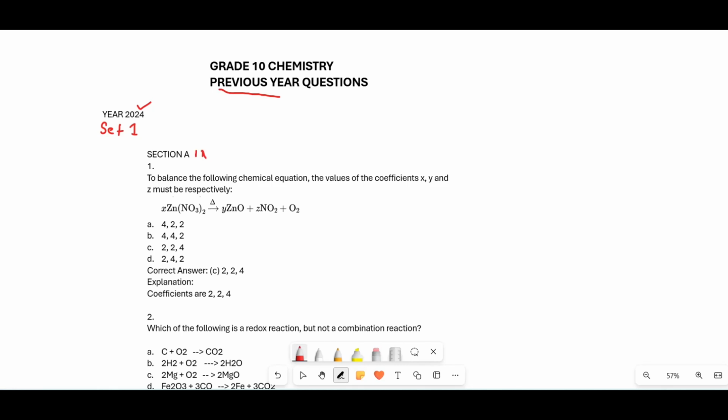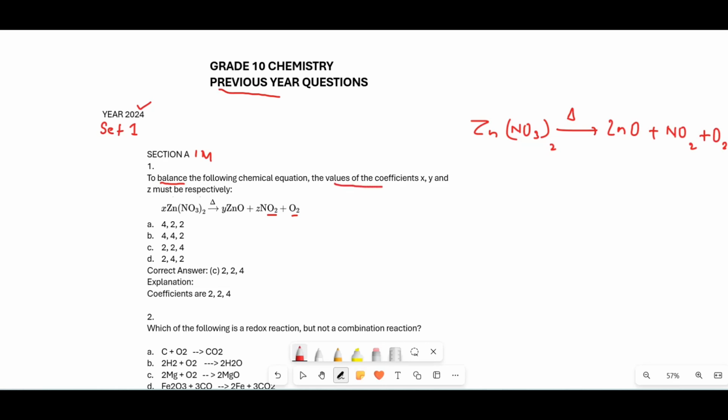The first question is a balancing question. The following reaction you have to balance. Zinc nitrate, Zn(NO3)2, on thermal decomposition, ZnO, NO2 and O2 will be obtained. So you have to balance this reaction. I am writing separately: Zn(NO3)2, zinc nitrate, on thermal decomposition gives ZnO plus NO2 plus O2. Okay. So this reaction you must balance.